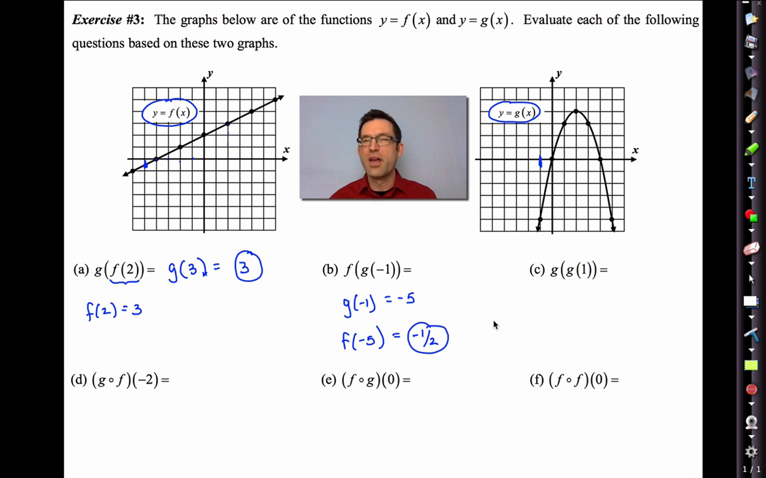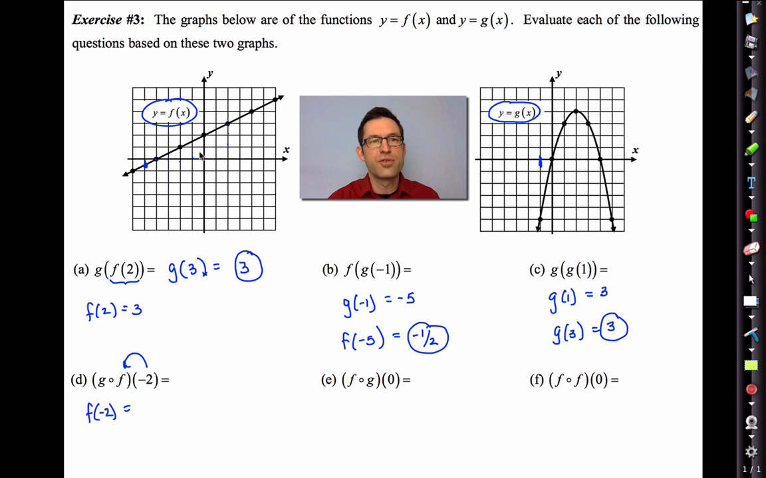All right, let's go through them. G of 1. All right, well, the first thing I want to know is what's that g of 1 equal to? And it looks like it's equal to 3. Now I want to know what g of 3 is. So 1, 2, 3. And it looks like it's 3. All right, now we go to this notation. Remember, the negative 2 goes into f first.